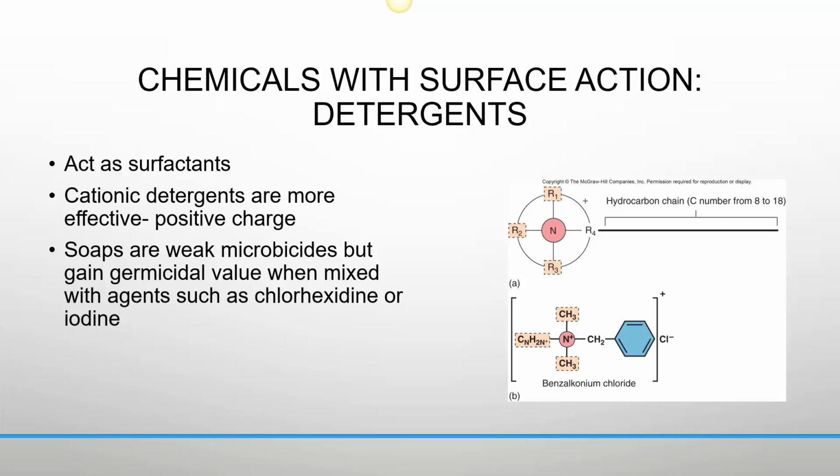Surfactants. Surfactants are chemicals that interrupt cell membrane function. They act as detergents. Soaps are weak microbicides but gain germicidal value when mixed with agents such as chlorhexidine or iodine.